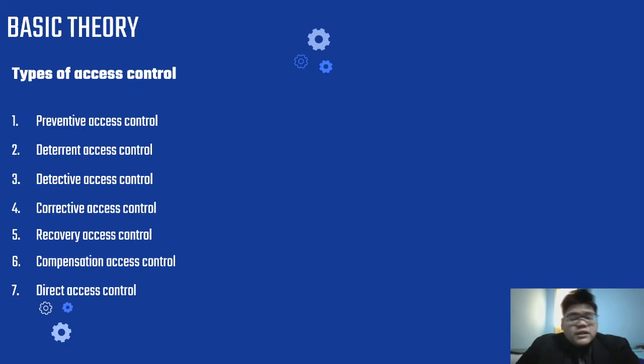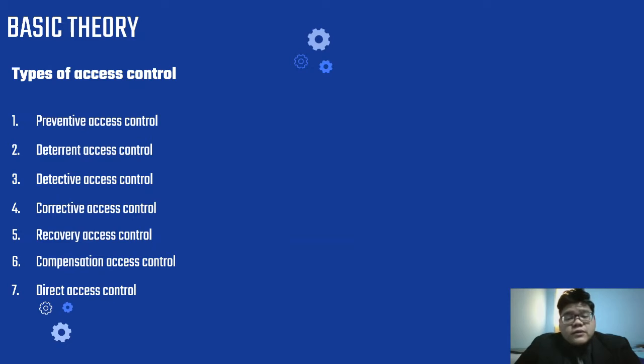Number 3 is detective access control. It is used to find unauthorized or undesirable activity. Number 4 is corrective access control. It is used to return the system back to its normal state before the unwanted activity occurred. Number 5 is recovery access control. It is used to repair or restore a resource's power, function, and capability after a security breach.